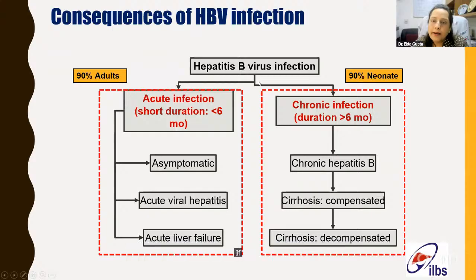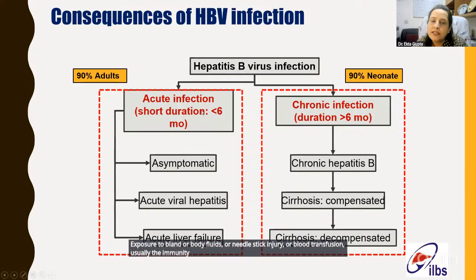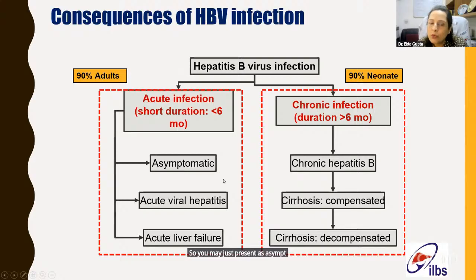If hepatitis B virus is acquired in adulthood through horizontal transmission, through any exposure to blood or body fluids, needle stick injury, or blood transfusion, usually the immunity of the body is able to clear it within 6 months. So you may just be asymptomatic, or may end up with only acute hepatitis, but in less than 1% you may also land up with acute liver failure.